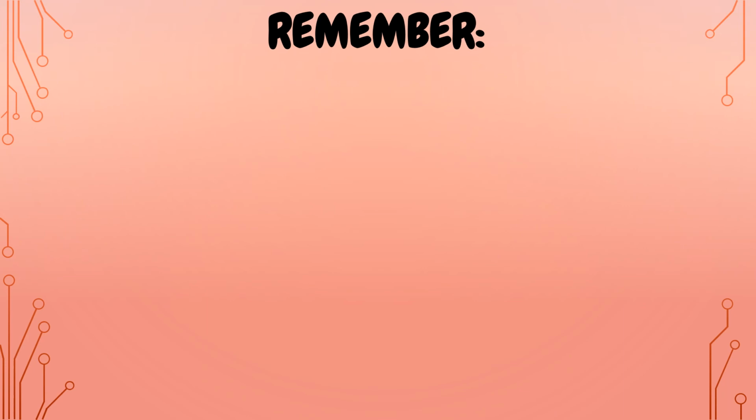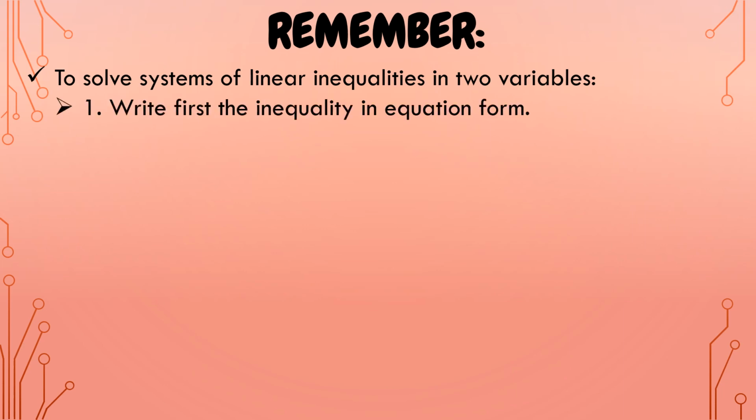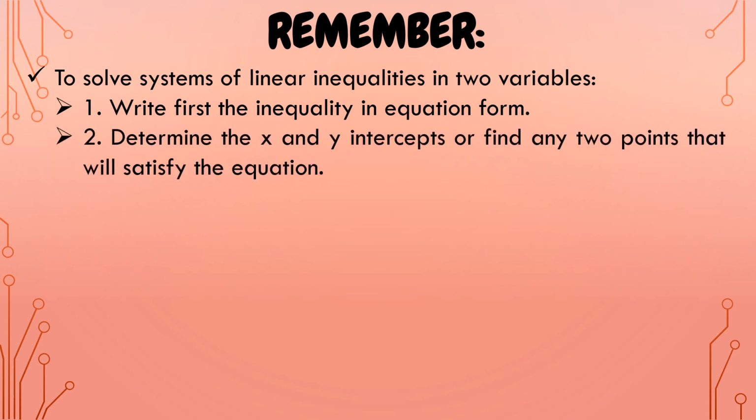Okay, i-recall na natin ang ating natutunan sa video na ito. So, to solve systems of linear inequalities in two variables, first is to write the inequality in equation form. Second is to determine the x and y intercepts or find any 2 points that will satisfy the equation. So, para mas madali, isubstitute nyo lang yung 0 sa x para mahanap nyo yung y-intercept and isubstitute nyo naman ang 0 sa y para mahanap nyo yung value of x.